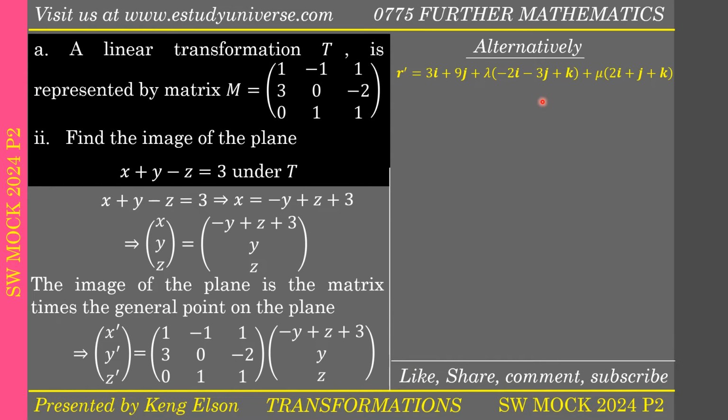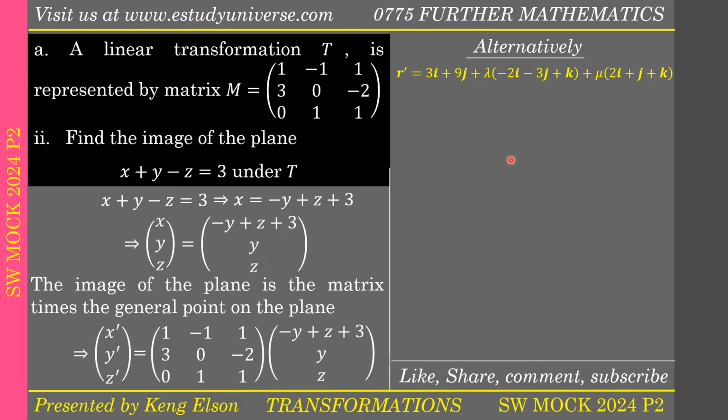Now let us see how we can find the Cartesian equation of the plane, because this is actually the vector equation of a plane. This vector equation of a plane has these characteristics: we have a point that the plane passes through, and then we have two direction vectors. These two direction vectors are the direction vectors of some two lines that the plane contains.